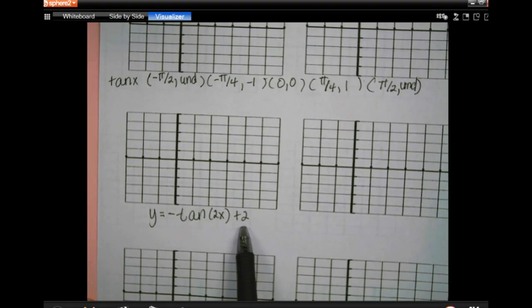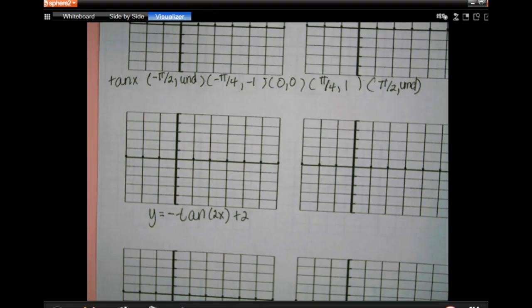And then what does the plus 2 do? Moves it up 2. So literally, I'm flipping, shrinking, and moving it up. That's what we're doing, all right? So it's too much to do. So what we're going to do is do each one of these points. And I don't know why you guys like the y better, but we'll start with the y.